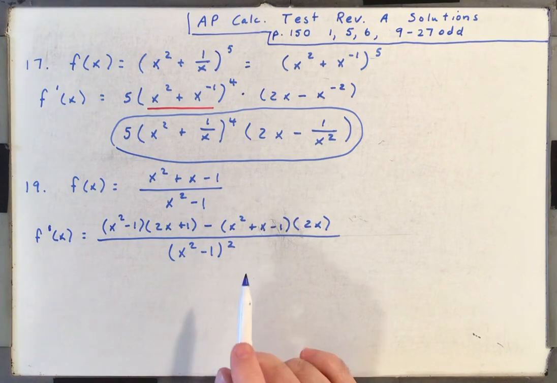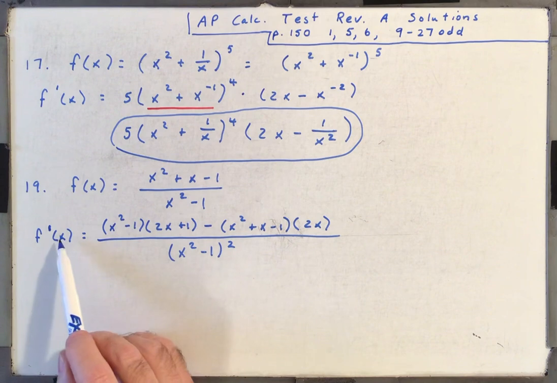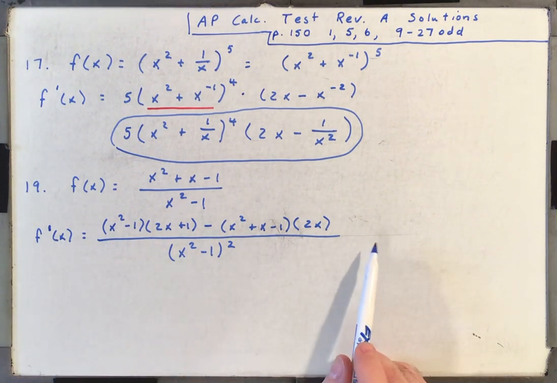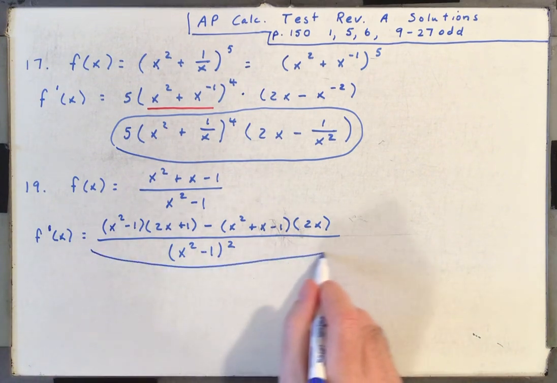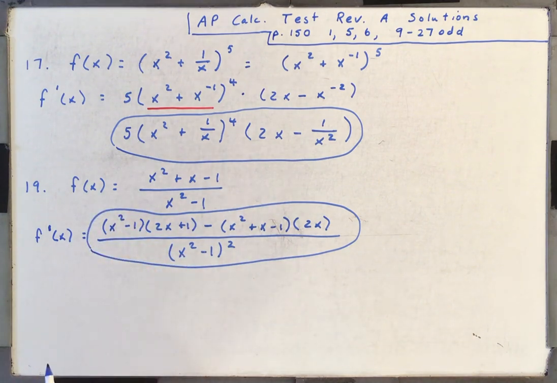Usually on a test I would then have you evaluate this at a particular point. So plug in 1 or 0 or 2 and get an answer there. But that's not asked here, and you don't have to simplify that any further. I'm completely fine with that.